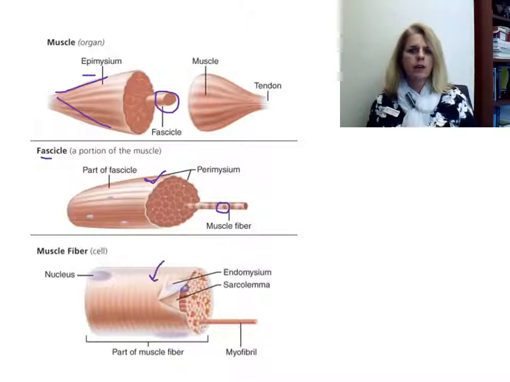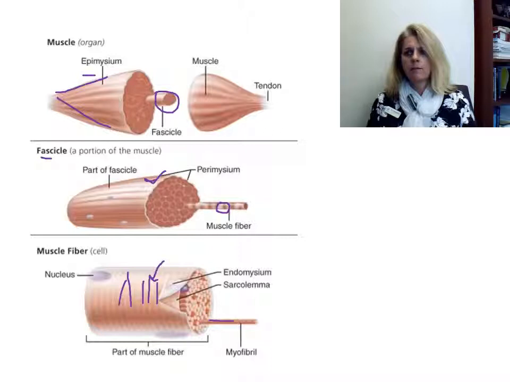And these little stripes, these are the striations. You can see those little stripes on these muscle fibers or muscle cells. Each muscle cell has a smaller component called a myofibril. So muscle cells are made up of bundles of myofibrils. You'll also notice that muscle cells have more than one nucleus. They're multinucleate. Whereas a lot of cells have one nucleus, muscle cells have many, and we'll talk about why that is later on.